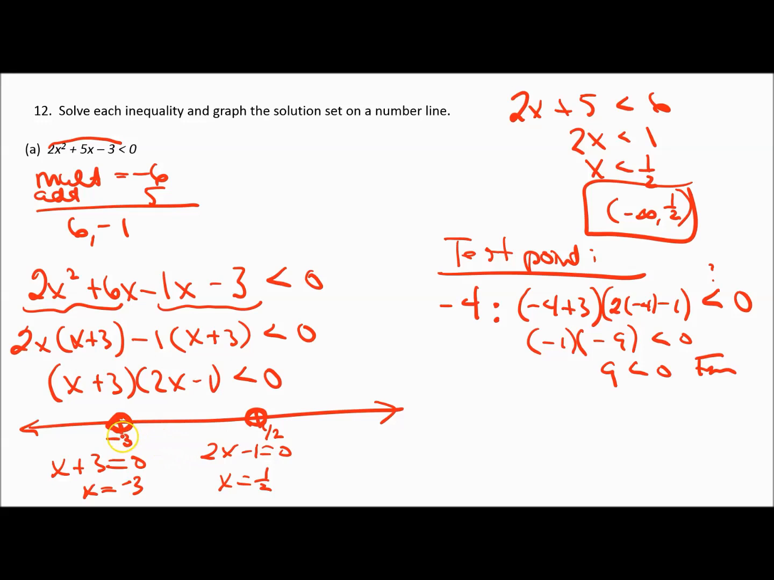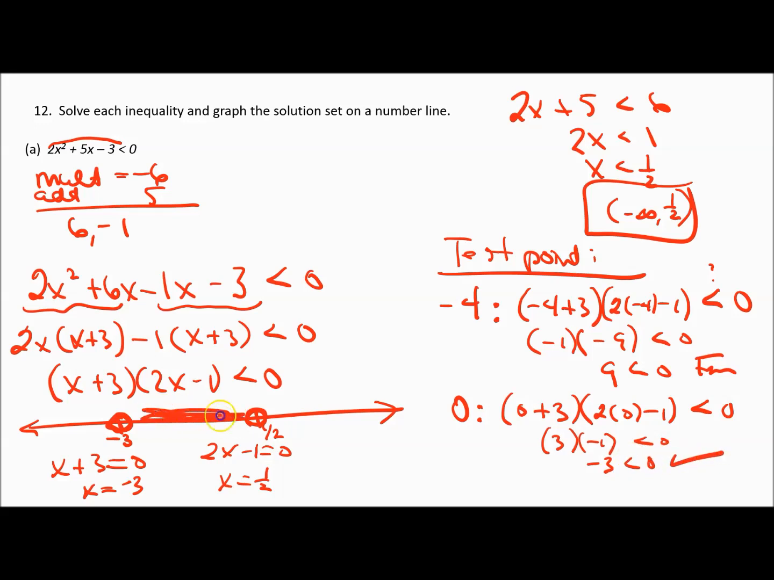Now I pick a point between negative 3 and 1/2, for example, 0. So I do 0 plus 3 times 2 times 0 minus 1. Is that less than 0? That's the question. Well, that's 3 times negative 1. Yes, this negative 3 is less than 0. That's a true statement. So everything in between I could shade, because it would make it true. Then I'm going to check on the right.